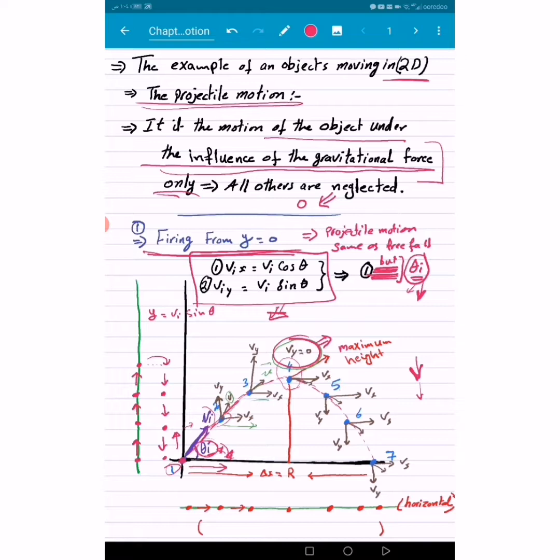In point 5, Y is down, V is a tangent, and X is the same, so there is no change in X, only a change in Y. Till point 7, point 7 is the reference point, where the object reaches the ground. So now I have described these things in X and in Y.